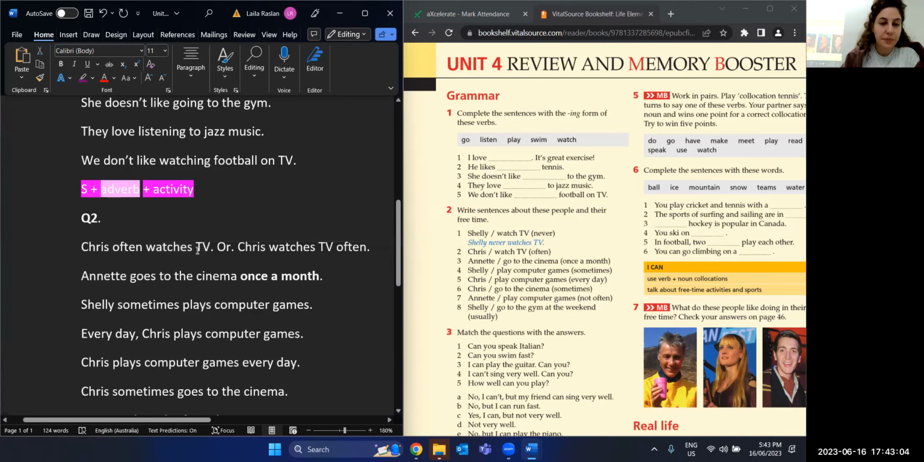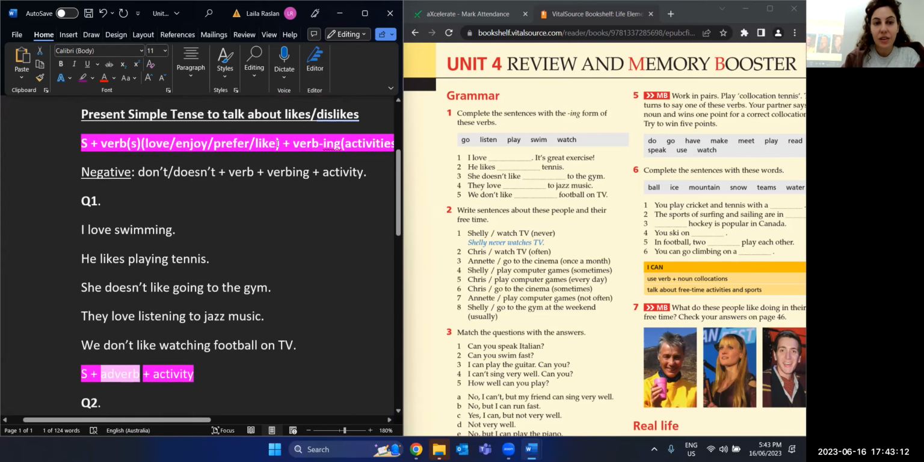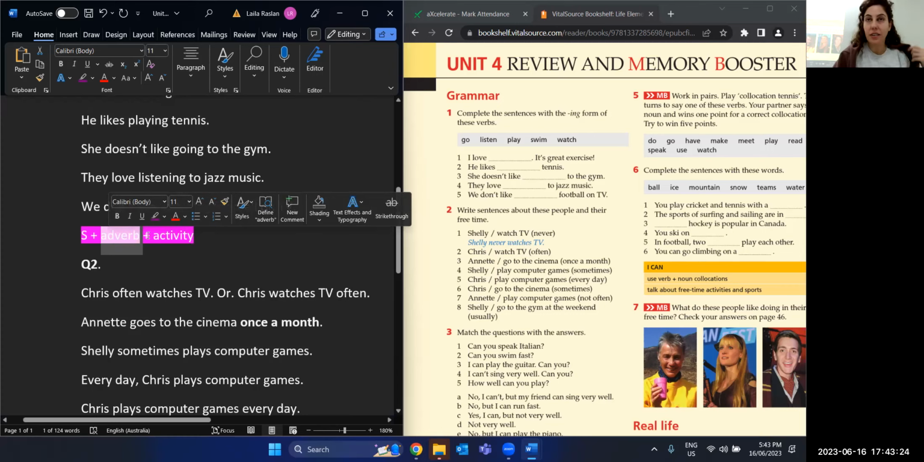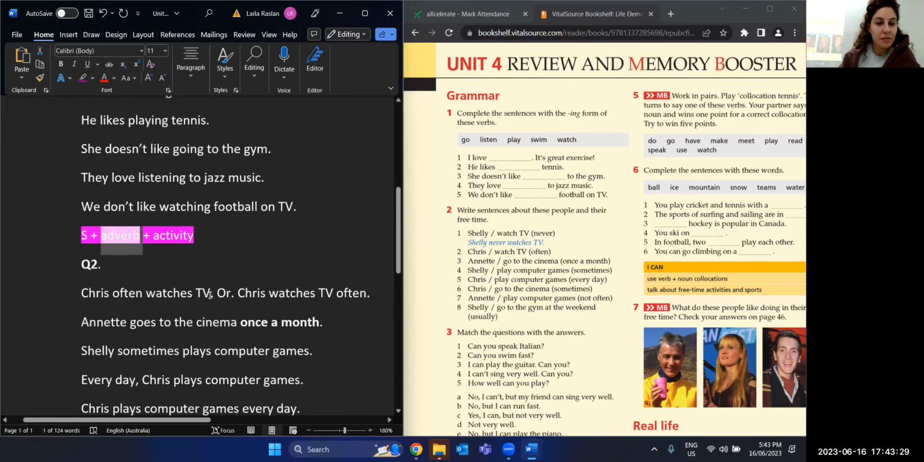So we don't put an ing. It's not Chris often watching TV because we didn't put it with the like. Or this example was because it had like or love in front of it. So this is just a different one. Now we're not really telling if we like or love it, but how much. He often watches TV. But we can also put the often at the end. Chris watches TV often. But it's more common to put it here.